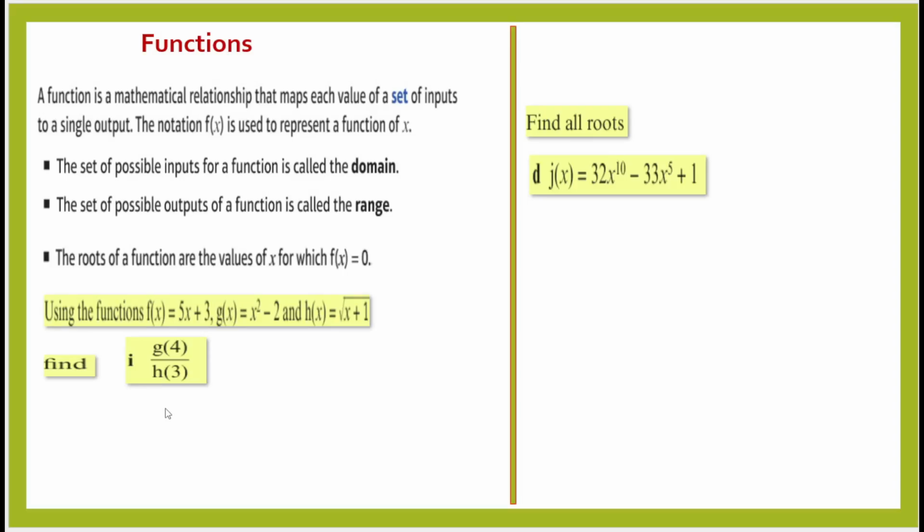A function is a mathematical relationship that maps each value of a set of inputs to a single output. Usually a function of x is denoted by f of x. The set of inputs is called the domain and the set of outputs is called the range. The roots of a function are the values of x for which f of x equal to 0.